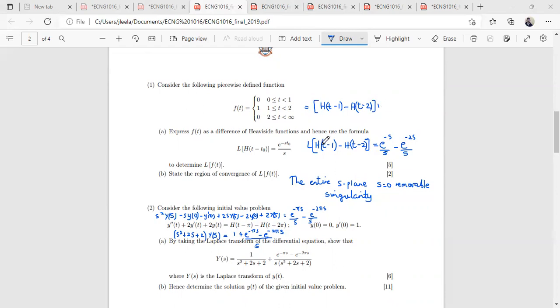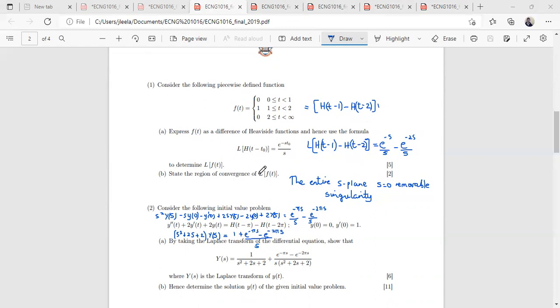If you're taking the Laplace of that, you'll get e to the minus s over s, because the Laplace of H(t minus 1) and the Laplace of minus H(t minus 2) will be e to the minus 2s over s. So that is the first part there.